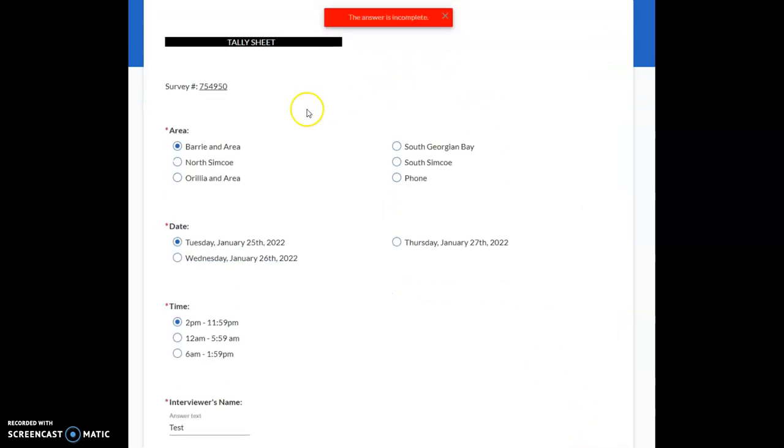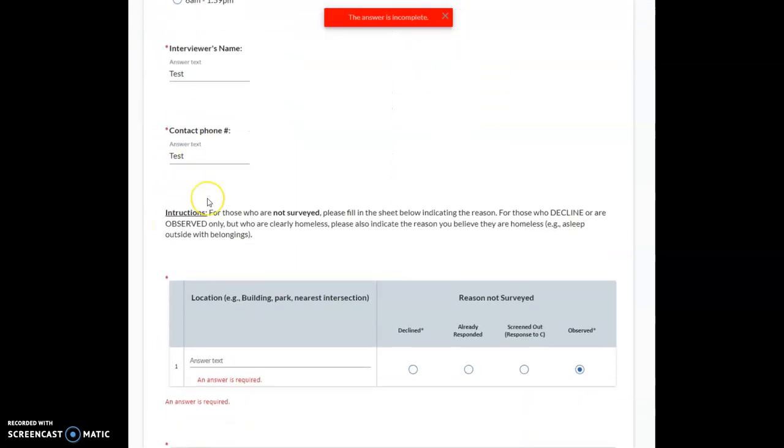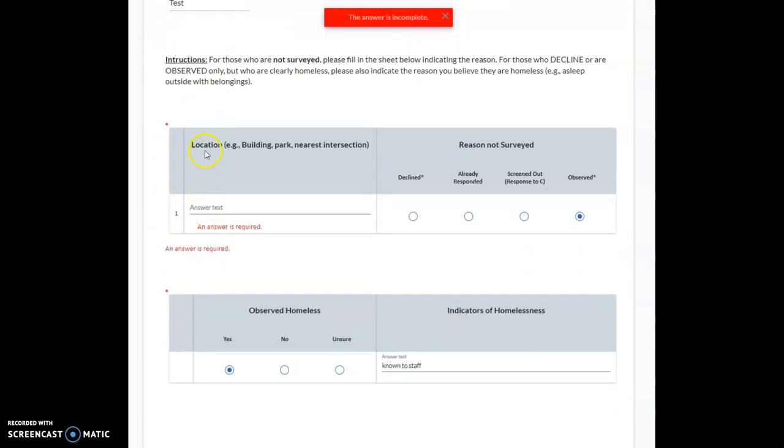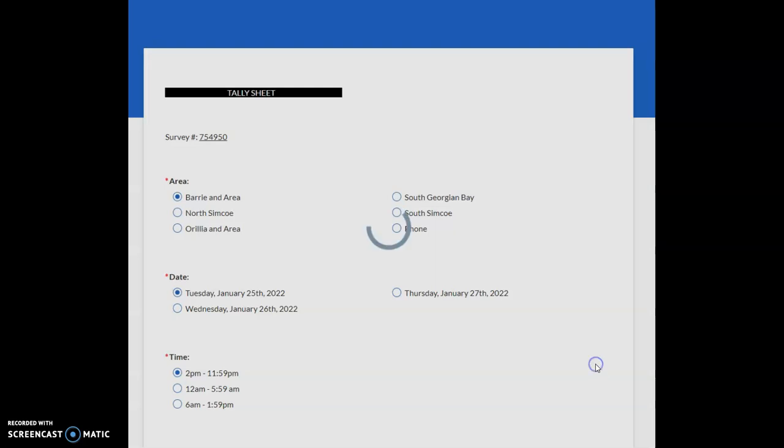And as you'll note, questions with a star are required, so you must include an answer. And so here we forgot to include the location that we are surveying. So we could be outside at a park, we could be near a building or an intersection or a business, so you'll want to fill that in.